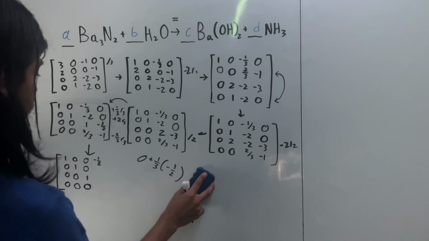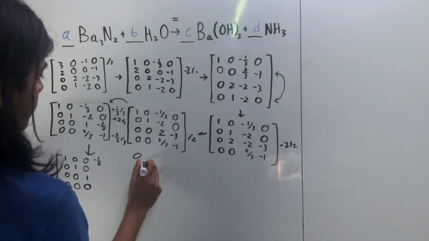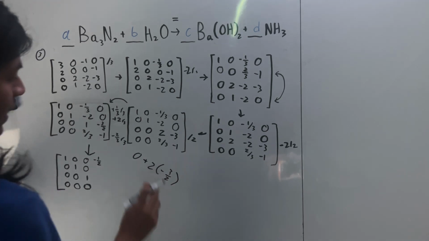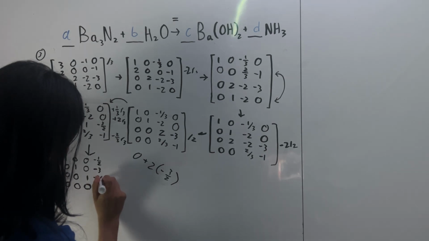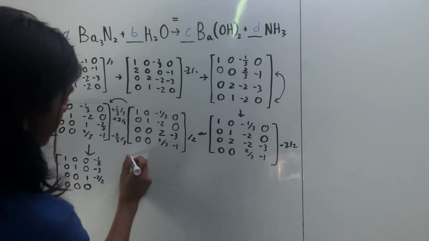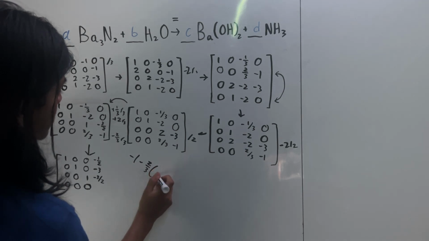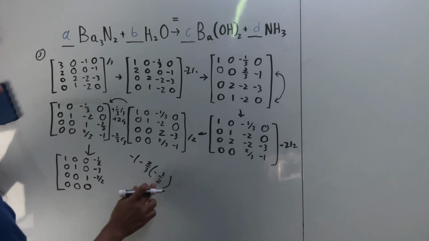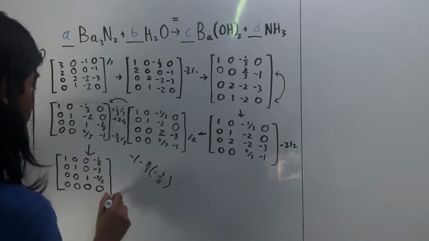All right. Then we have 0 plus 2 times negative 3/2. That gives us negative 3. This value stays the same, 3/2. And then for this last one, we have negative 1 minus 2/3 times negative 3/2. That's negative 1. This would be plus 1, so we get left with a 0 at the bottom.